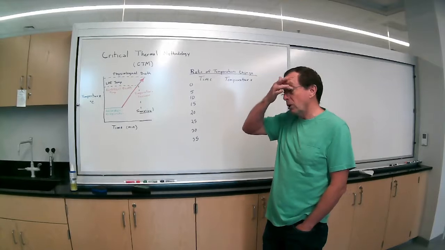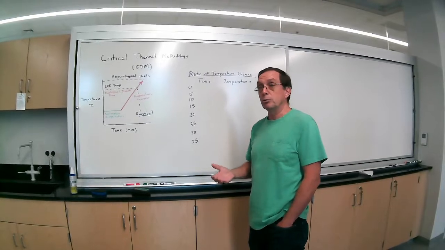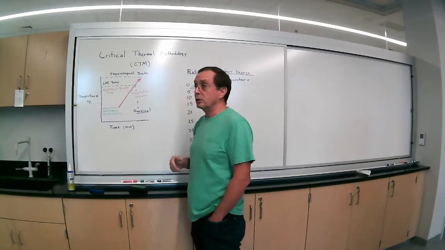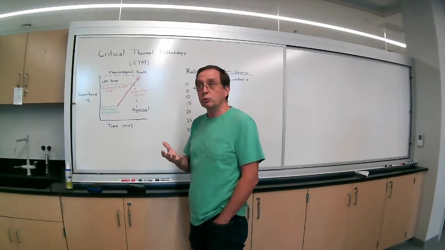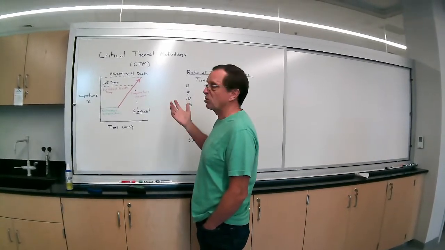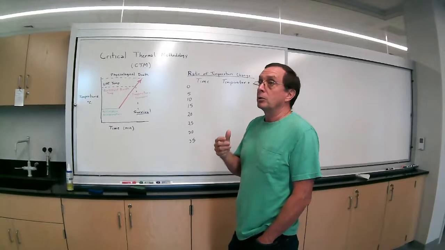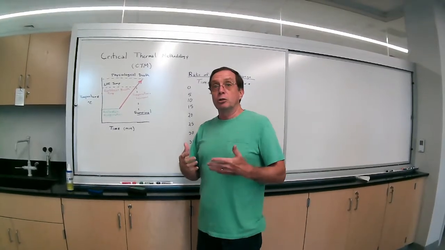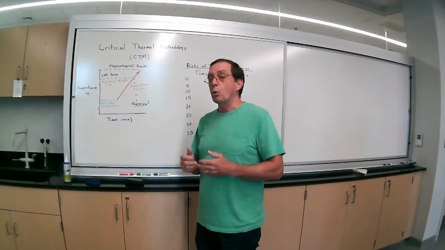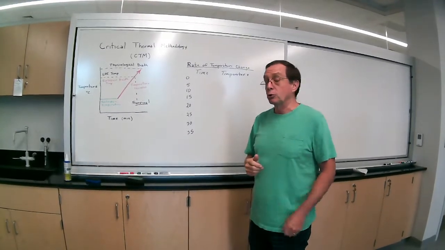So if we want to talk about what a critical thermal high or low temperature might be, I put up this graph that I'm hoping might be helpful. Usually when we write these things, we use abbreviations for procedures. We use CTM, which stands for Critical Thermal Methodology. Critical thermal methodology can be used to determine critical thermal maximum temperatures, the highest temperature that they can live at for a short period of time, or critical thermal minimum temperatures, the low temperature that they can survive for a short period of time.